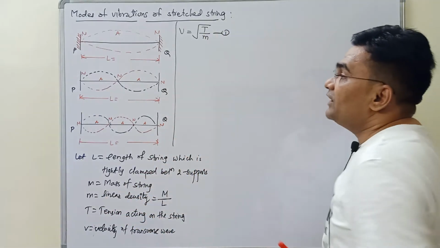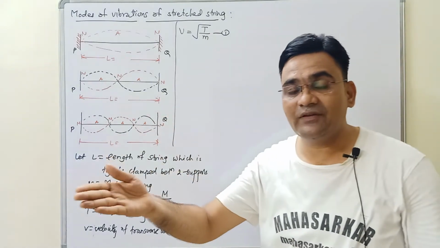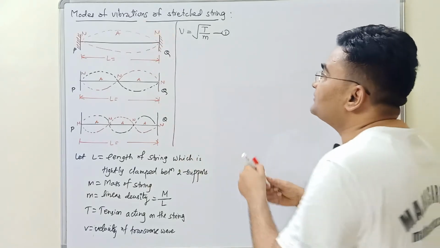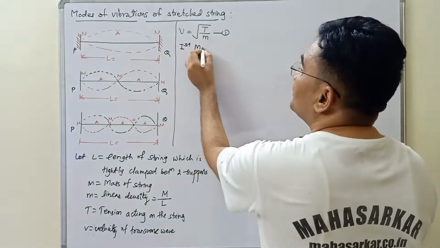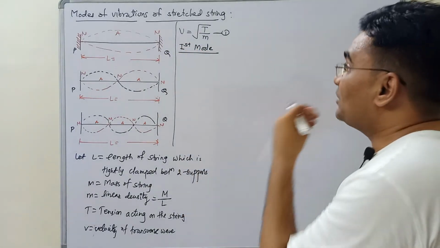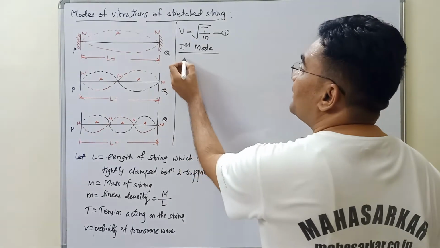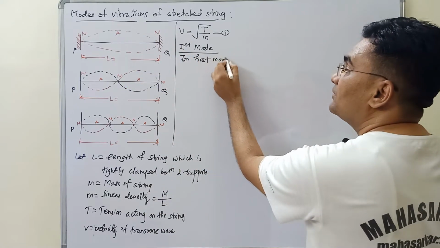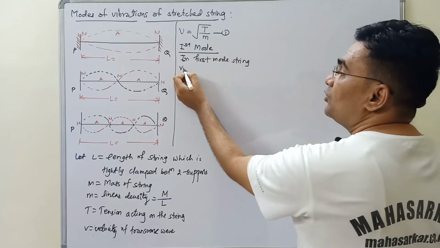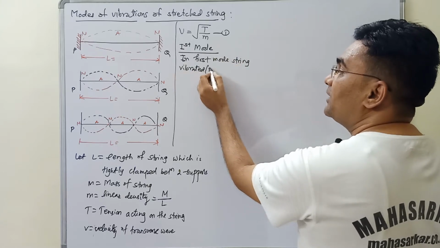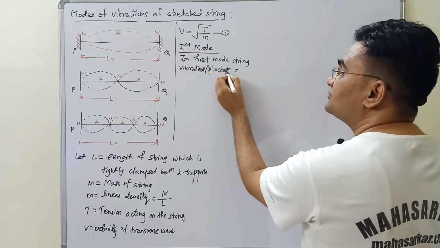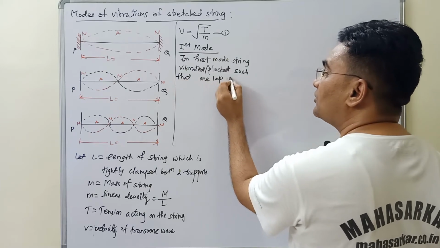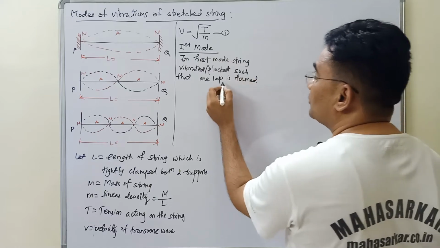Now we are going to vibrate the string with the lowest possible frequency, then a little more frequency than that, then again more than that. So we are going to learn some modes. See, first mode of vibration. In this first mode, the string is vibrated or plucked such that only one loop is formed.